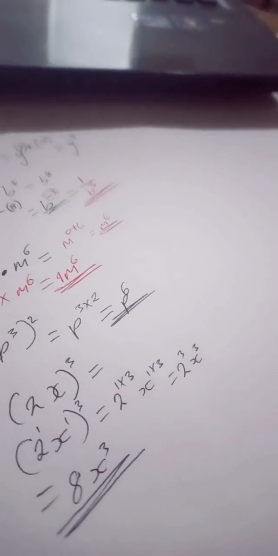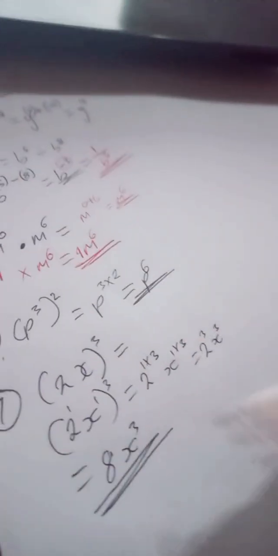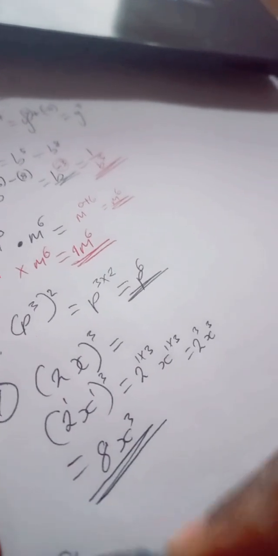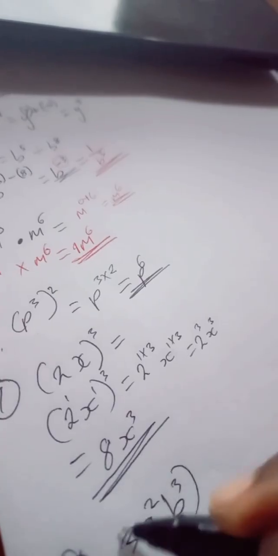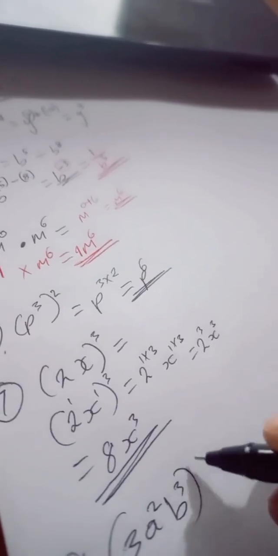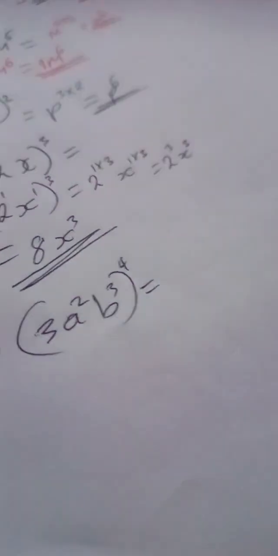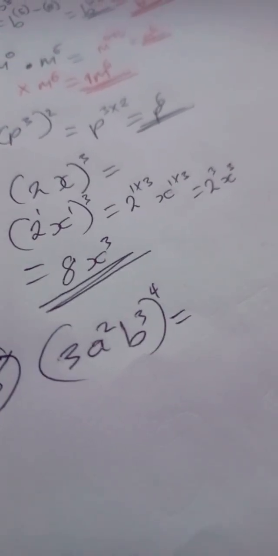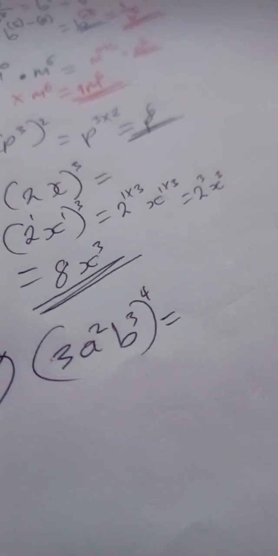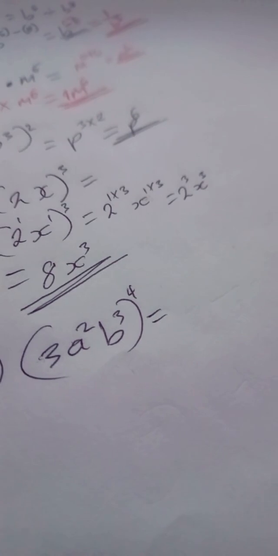Now, we want to continue. Another question. We have question number 8: 3a squared b to the power 3, all to the power of 4, is equal to what? We are given this so that we can simplify until we can no longer simplify.